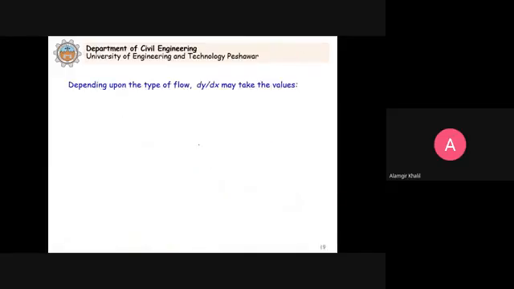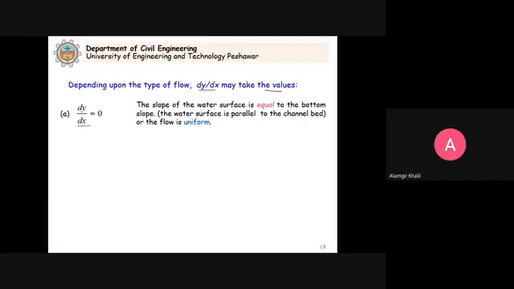Before we discuss, as I said, depending upon the type of flow, this dy by dx may take the value dy by dx equal to 0. When the depth is not changing with respect to x, you see the slope of the water surface here is equal to the bottom slope. The water surface is parallel to the channel bed, or the flow is uniform.